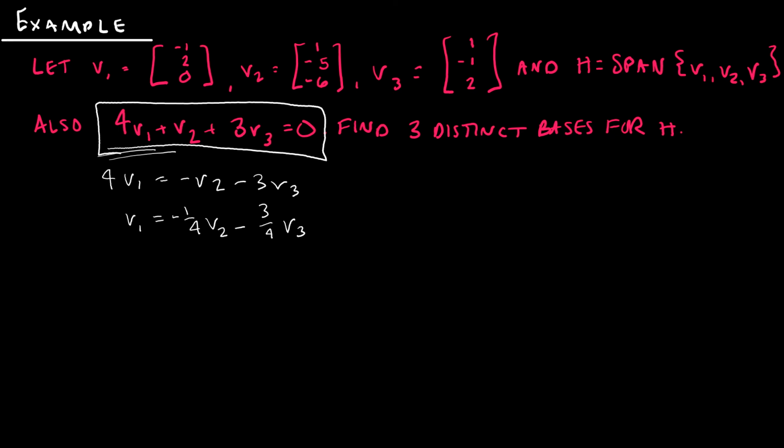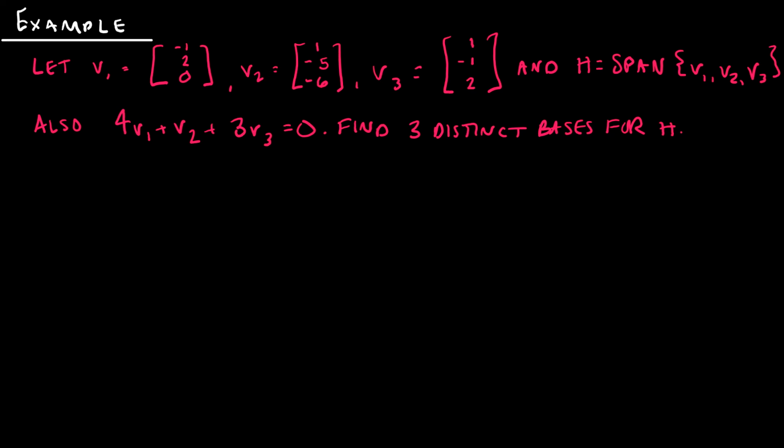So therefore, v1 could be written as a redundant vector because it can be written as a combination of the other vectors. I could do the same for v2. v2 would be a little bit easier. v2 is just negative 4v1 minus 3v3. And I could do the same thing for v3. So essentially what I'm saying is any of these could be written as a redundant vector, and therefore one basis could be just using v1 and v2 by taking out v3.